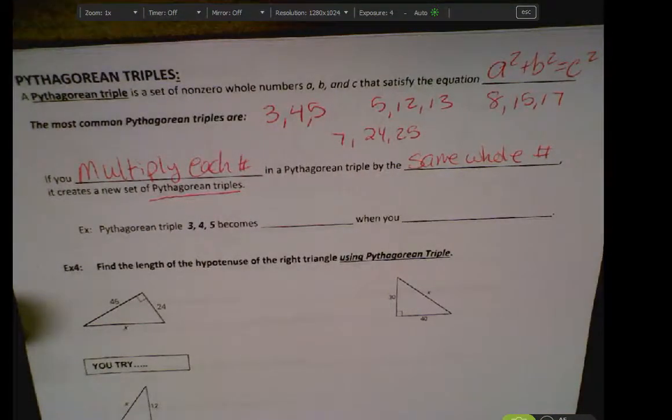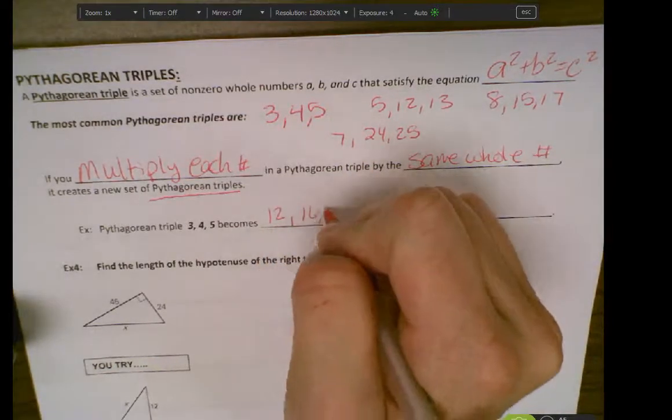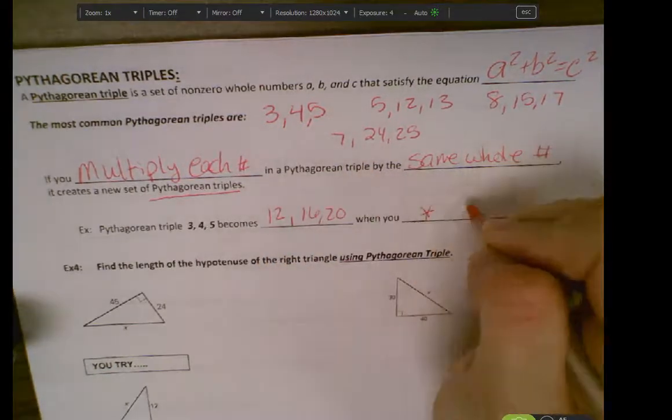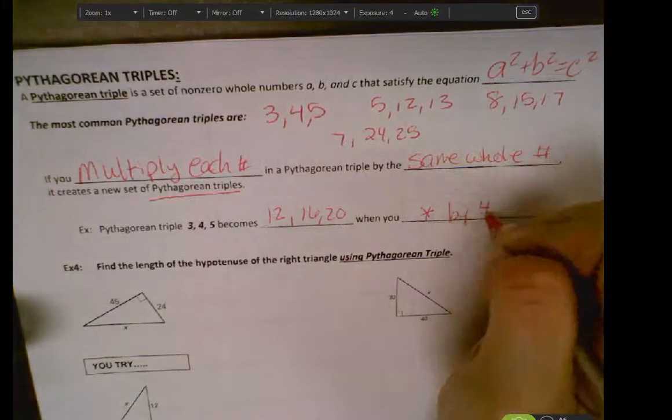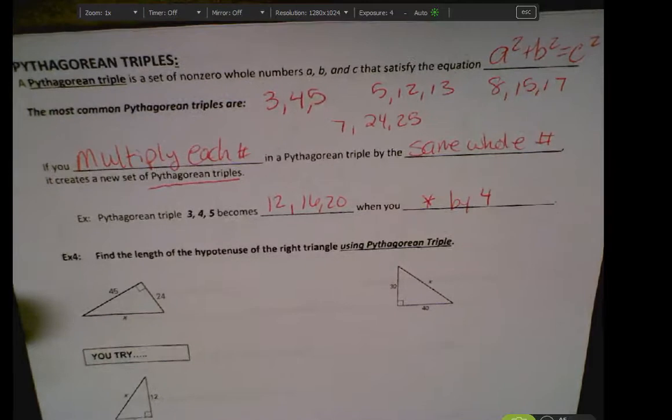So if I have the Pythagorean triple 3, 4, 5, it becomes 12, 16, and 20 when I multiply everything by 4. So if you can find factors in your Pythagorean triple that can work backwards, you can figure out what your side lengths are. For example, let's take a look at the next couple triangles.